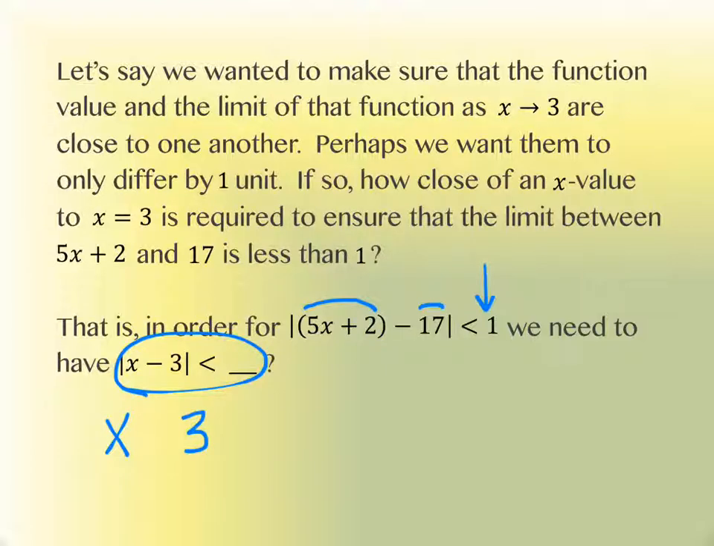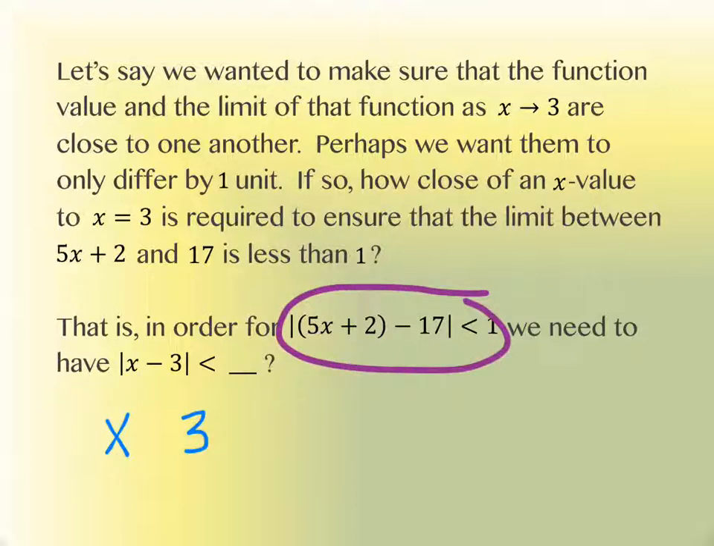Well, here's what we do. We take that inequality that I've got a mess on right now. Let me clean my mess off. We're going to take this inequality right here, and we're going to solve it. Okay, a little bit of algebra. The first thing we're going to do is simplify what's inside of the absolute value. So what is 5x plus 2 minus 17 simplify to?